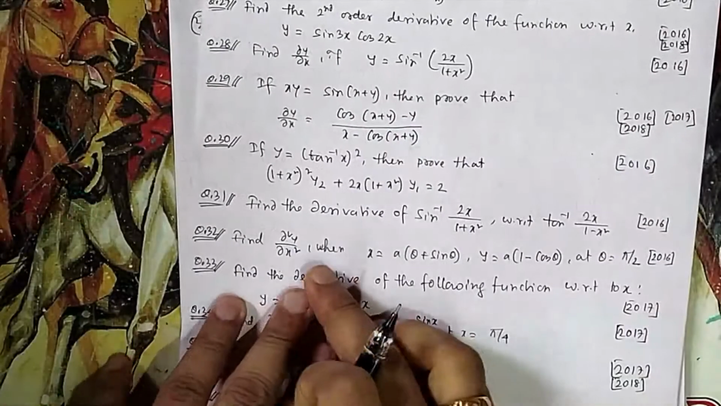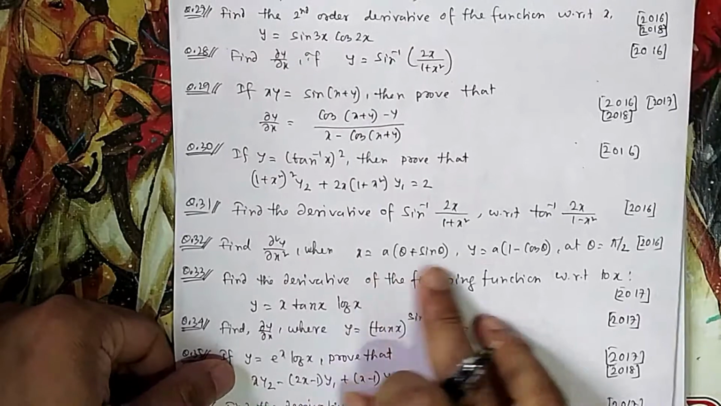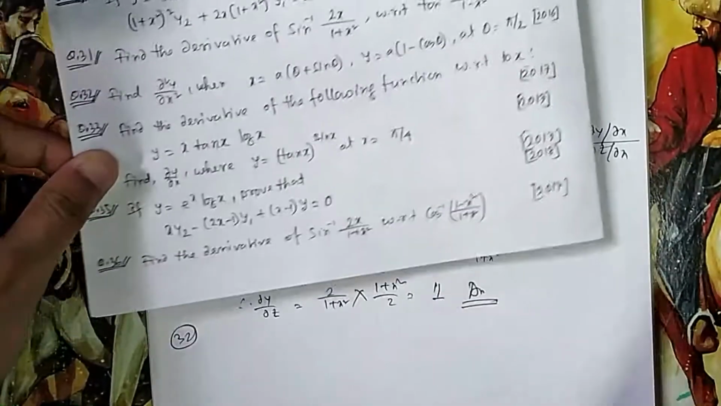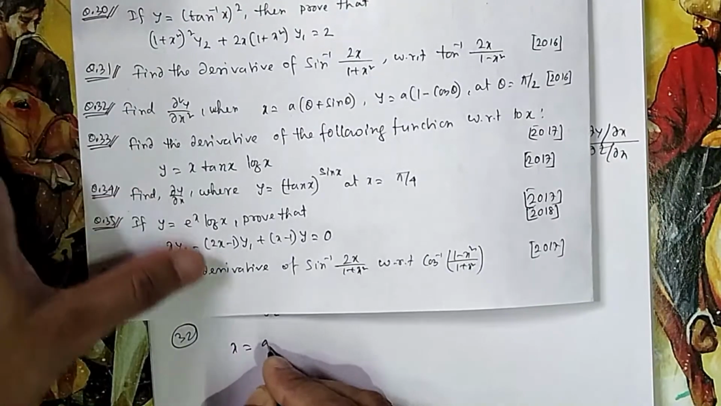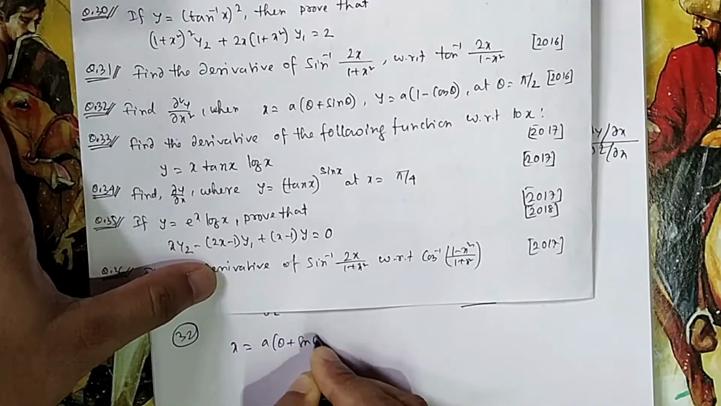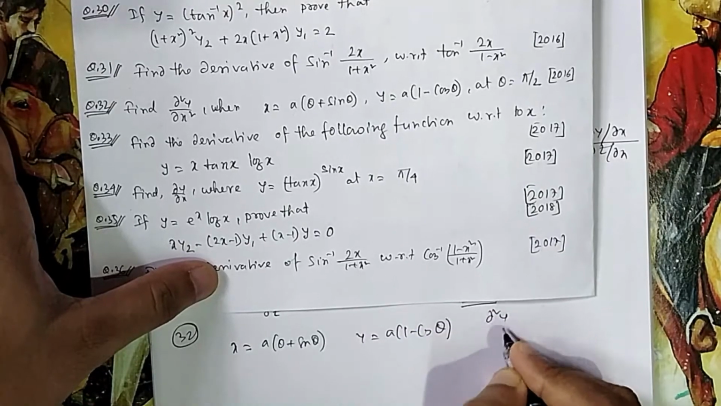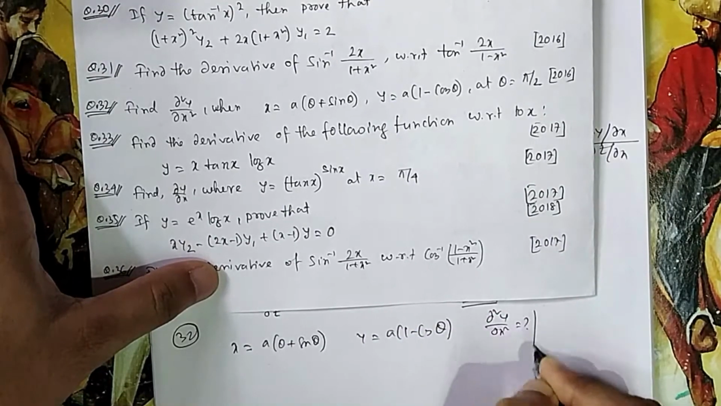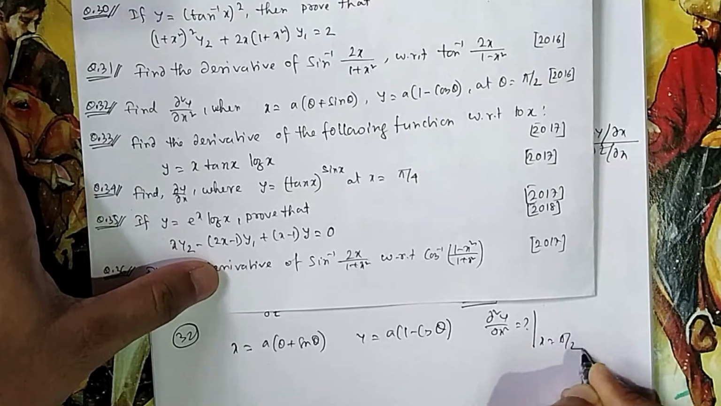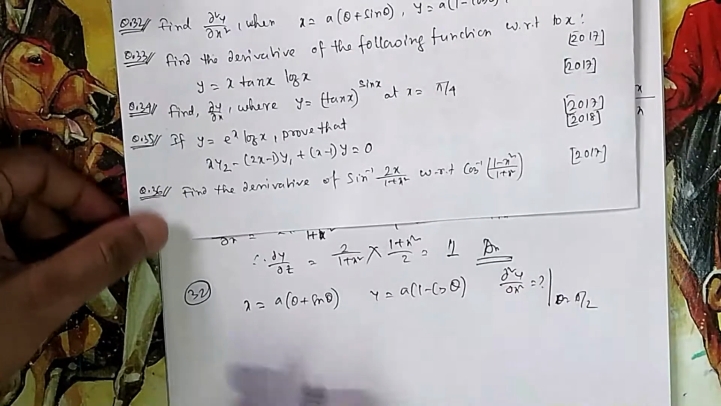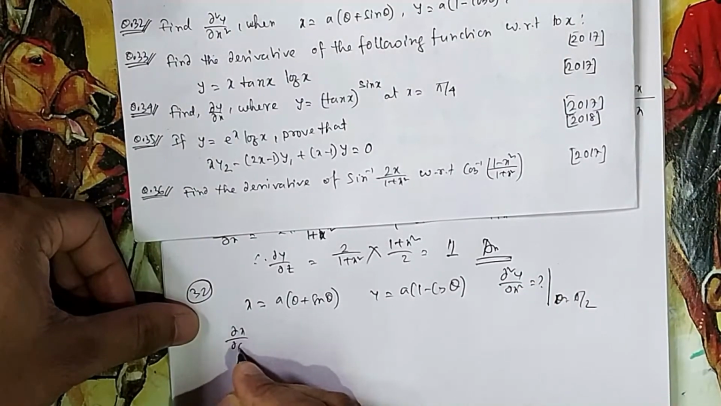Now in question number 32 they are asking to find the second derivative when x and y are given in this way. So this is again parametric format. They have given x equal to a(theta plus sin theta), y equal to a(1 minus cos theta). You have to find d square y by dx square at x equal to pi by 2. At the end, after finding this, we will put theta equal to pi by 2. So for this one, first we have to find dx d theta.